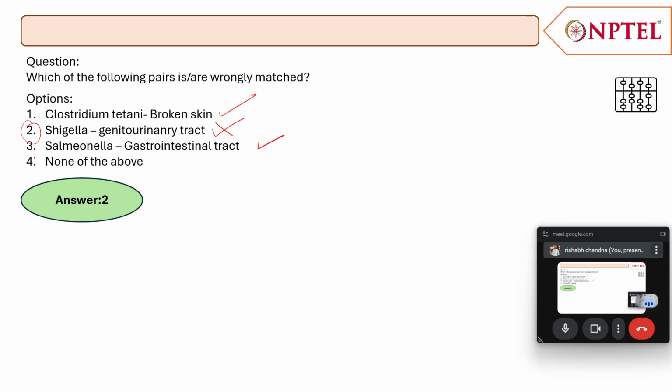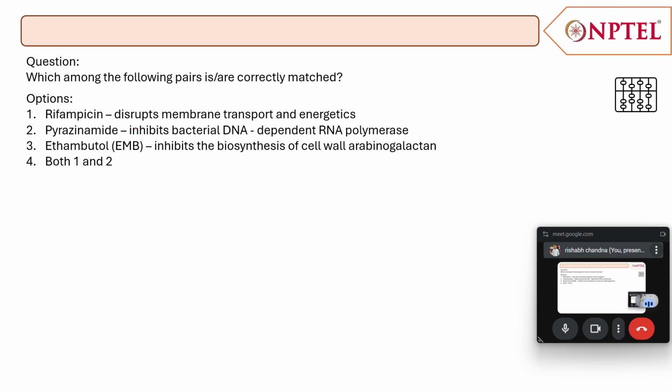Okay. So moving ahead, which among the following are correctly matched? So rifampicin disrupts the membrane transport and energetics. Yes. Pyrazinamide inhibits bacterial DNA dependent RNA polymerase. Ethambutol inhibits the biosynthesis of cell wall arabinogalactan. So these two are wrong, and this is the correct answer.